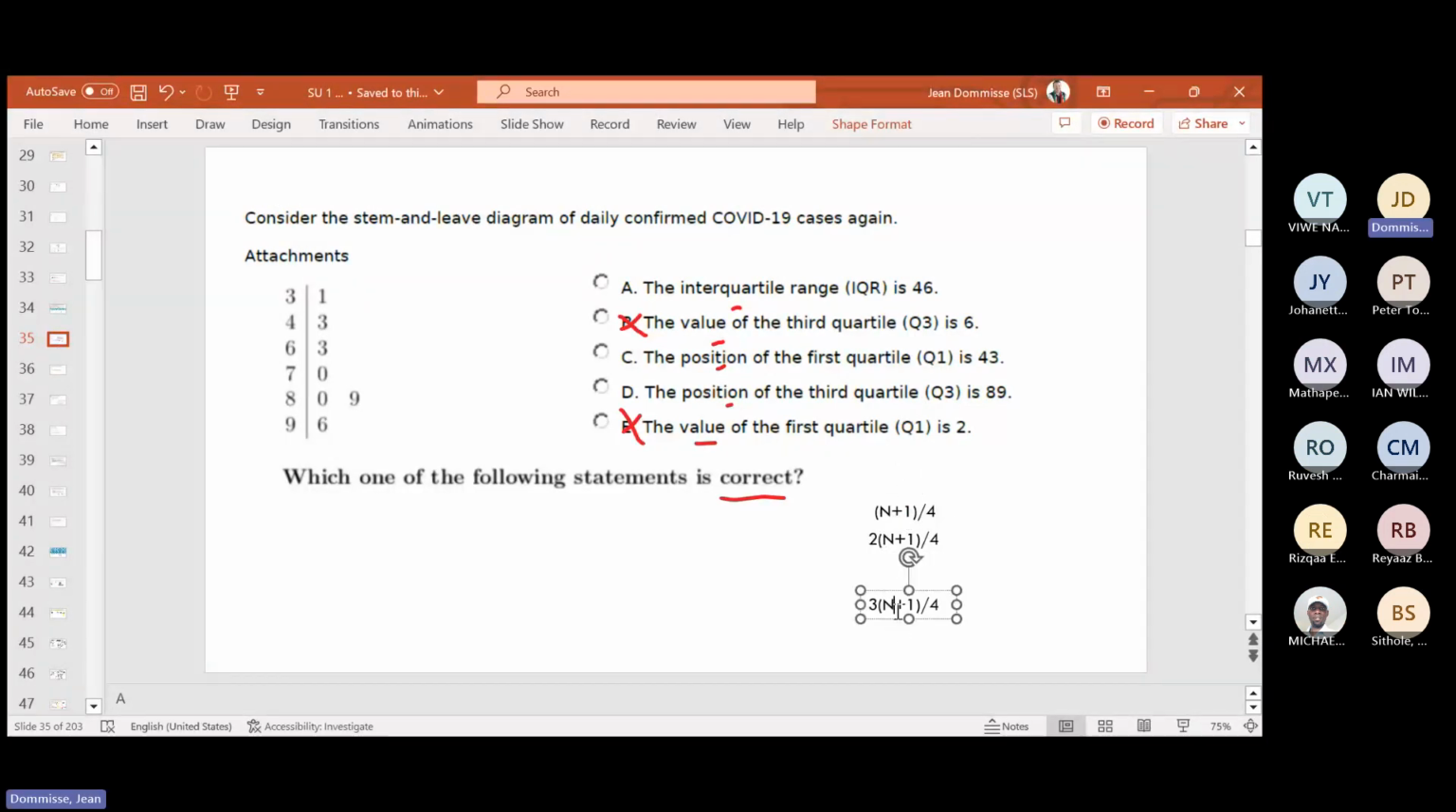So basically using these formulas, we only need to look at the first one and the third one. So n plus 1, we know there's 7 numbers, so 7 plus 1 is 8. 8 divided by 4 is 2. So Q1 is 43, which is correct.